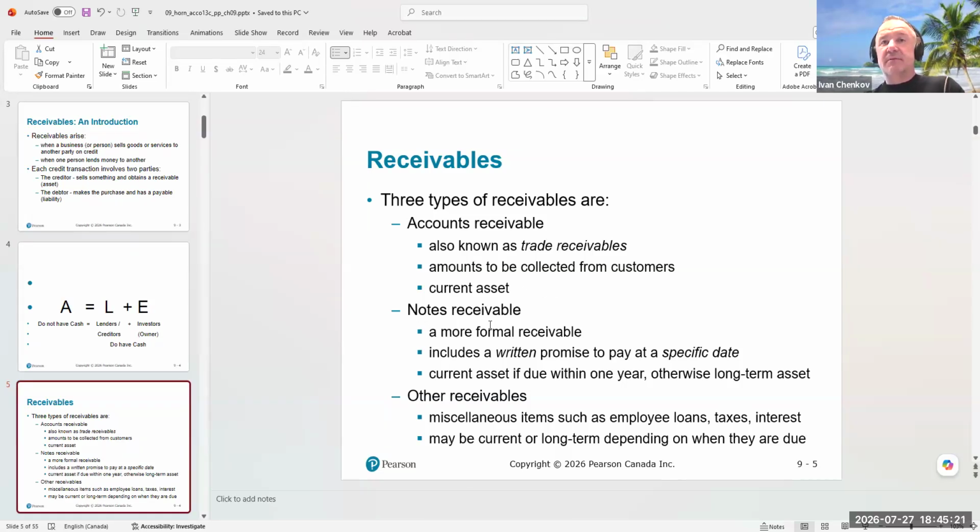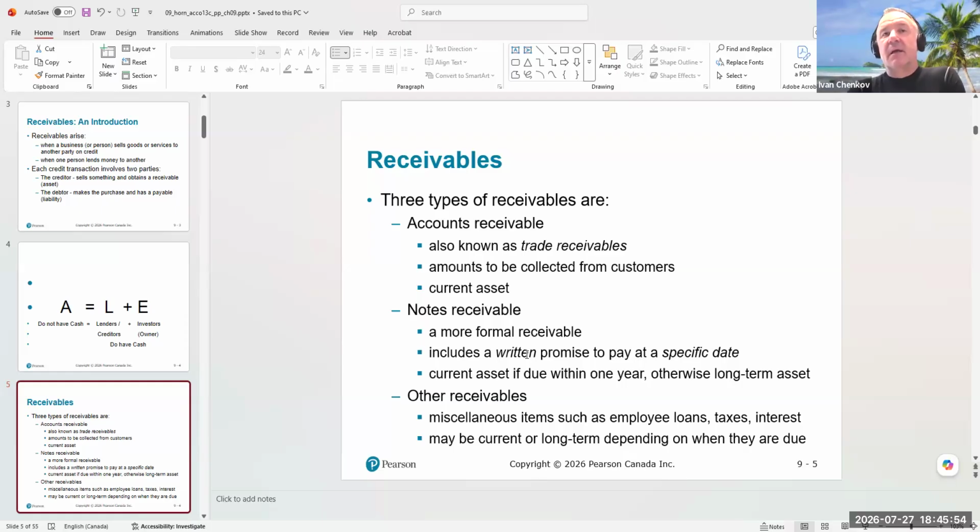Then we're going to have notes receivable, which is the formal receivable, including a written promise on a specified date, on which day we're going to get paid, because we're the ones who lent the money to somebody. Somebody has to give us back the principal plus interest. If it's within 1 year, it's going to be a current asset.